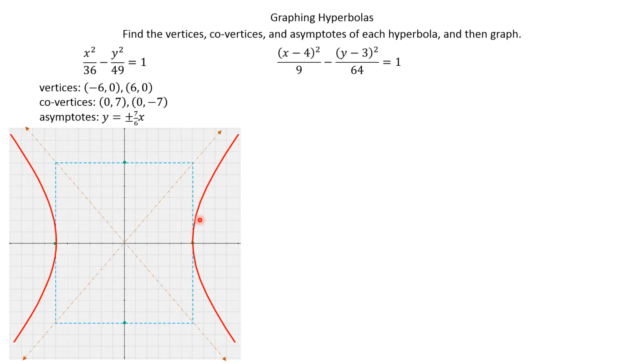So let's try one more. We have x minus 4 squared over 9 minus y minus 3 squared over 64 equals 1. So here it's not centered at 0, 0 anymore. If you would like to, go ahead and give this one a shot. You can probably graph it. It would be good for you to try.